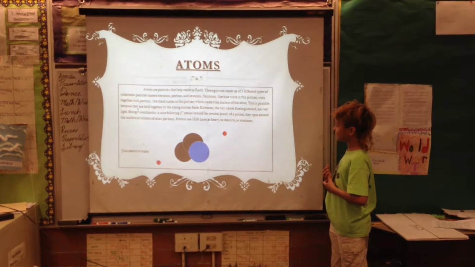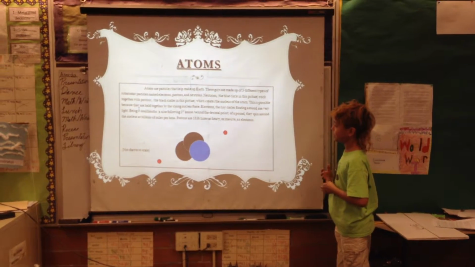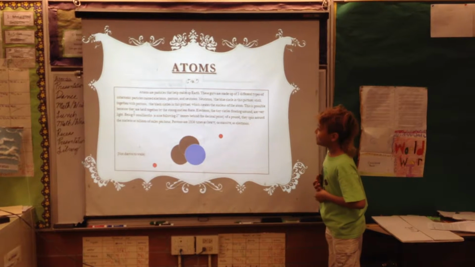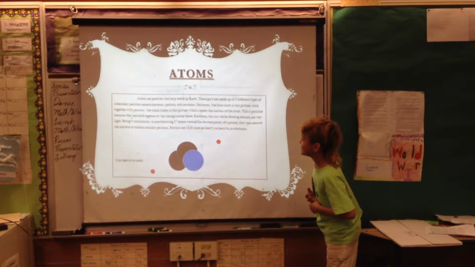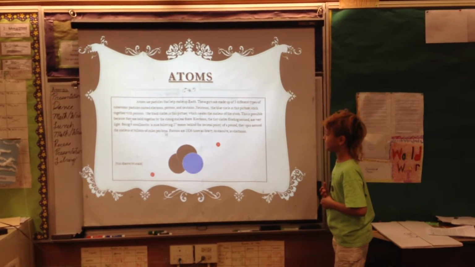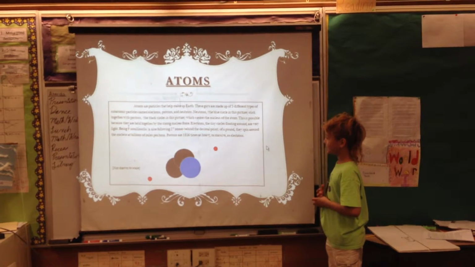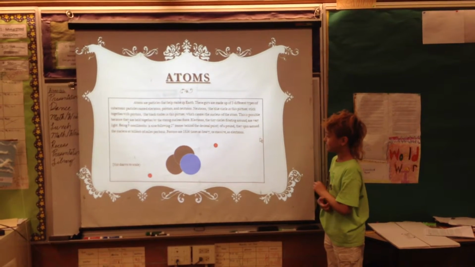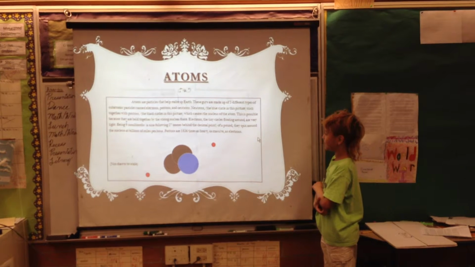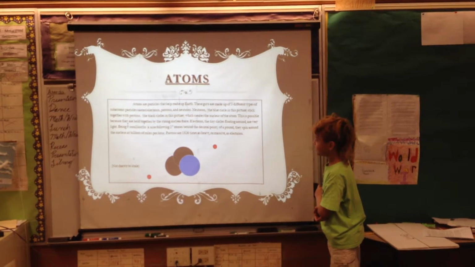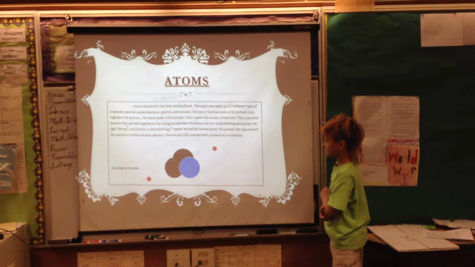Electrons are tiny circles floating around, and are very light. They spin around the nucleus at billions of miles per hour. Protons are 1,836 times as heavy or massive as electrons.